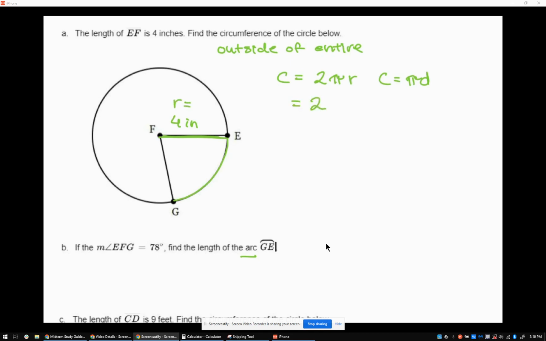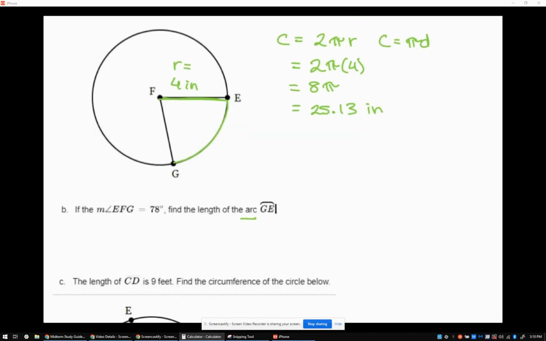So 2 times pi times 4. Okay, this is 8 times pi. If you put this into your calculator, please make sure that you use the pi button. That's how you're going to get your correct answers. So 8 times pi is 25.13 if we round to the nearest hundredth. So 25.13, and our units are inches.